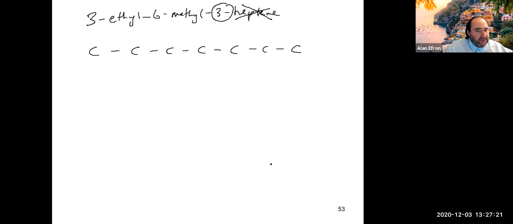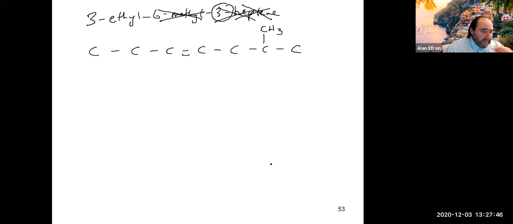Because you're drawing, you could go either way on that, so I'm going to go left to right: carbon 1, carbon 2, carbon 3. That is where my double bond's going to be, and that takes care of that part of it. Because I went left to right, I've got to keep with that numbering. That means at carbon number 6, 1, 2, 3, 4, 5, 6, there is a methyl group.